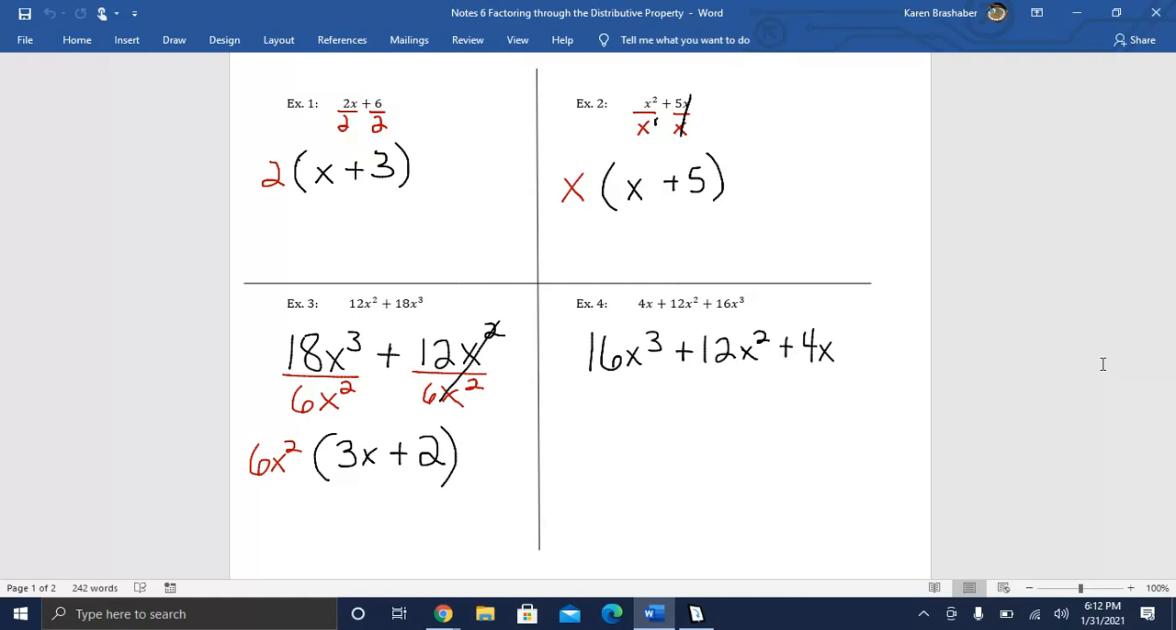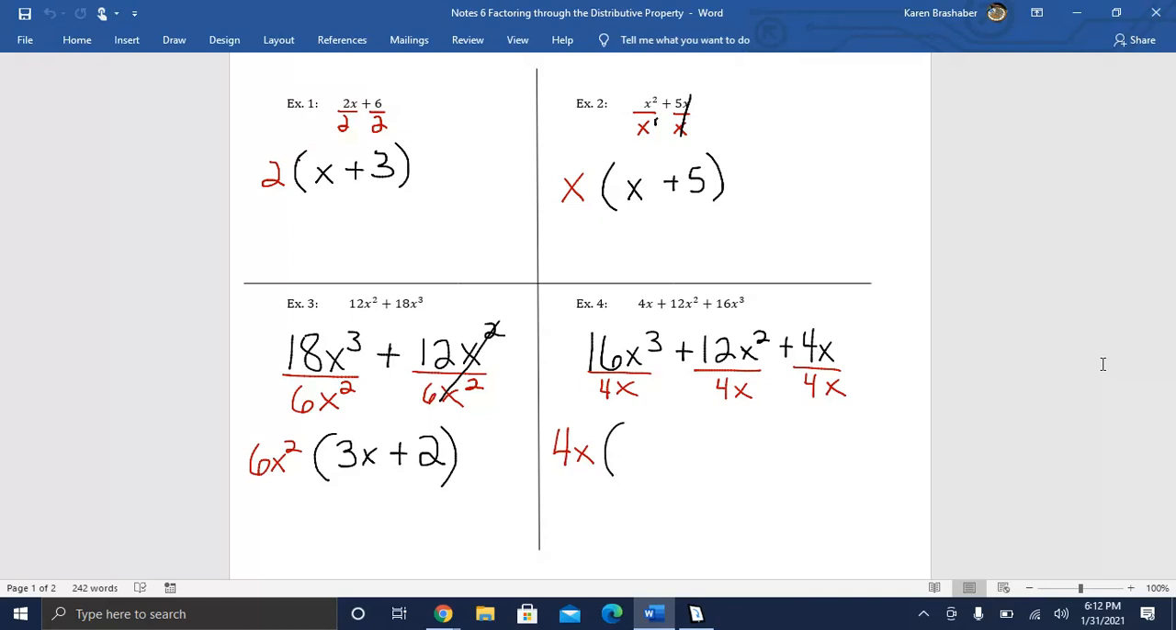Now I'm going to look to see what, if anything, I can divide each term by. And I notice that I have a 4, and 16 and 12 and 4 will all divide by 4. And then I'm also noticing that they each divide by x. They each have an x in common. My lowest exponent is just x to the first. So my 4x common factor is written outside of the parentheses, and then do the dividing.